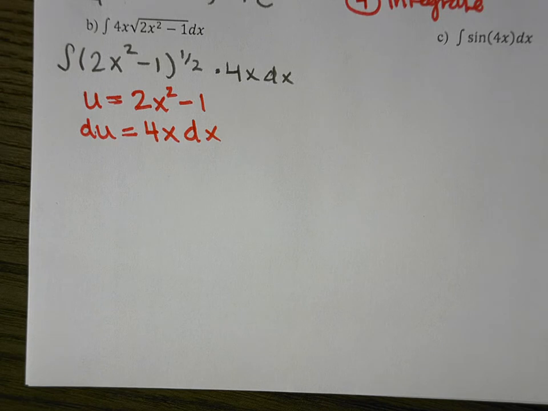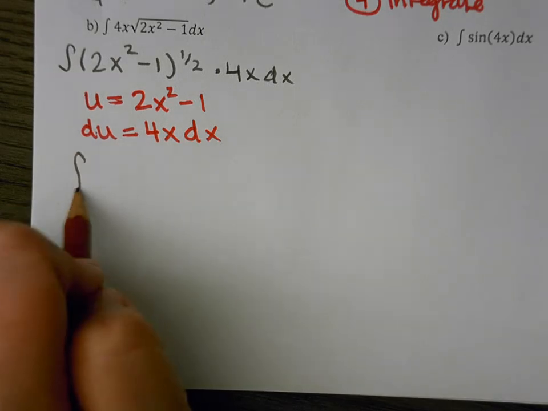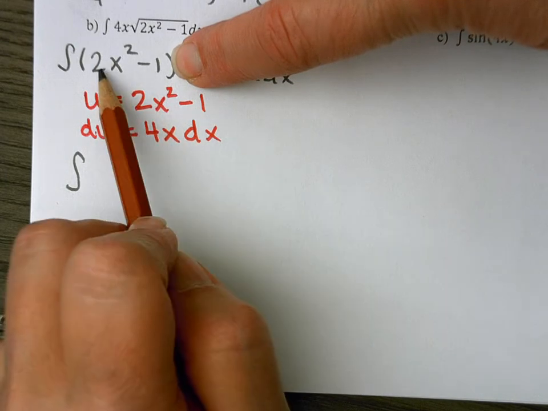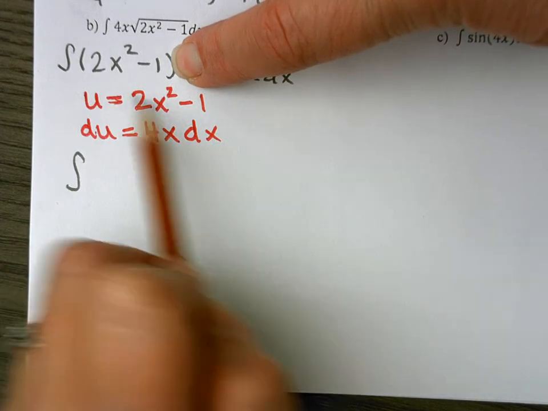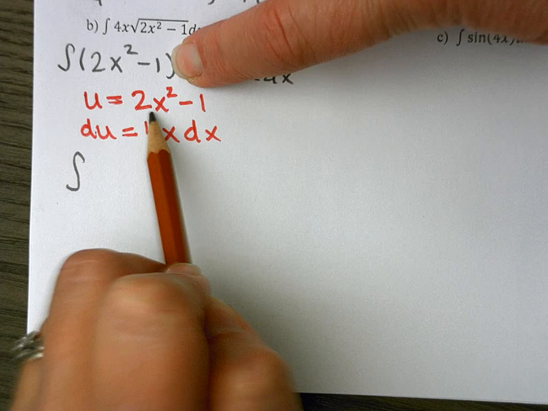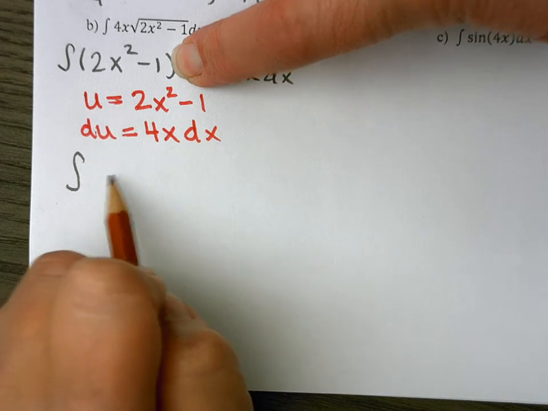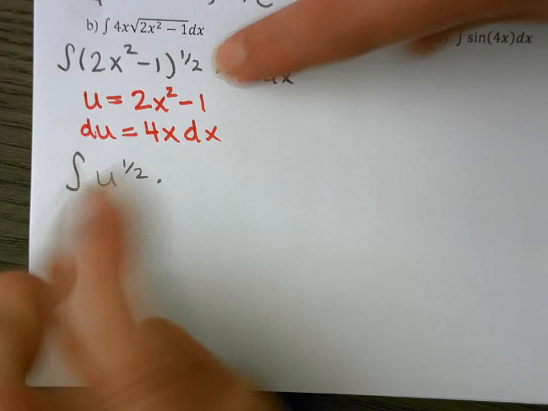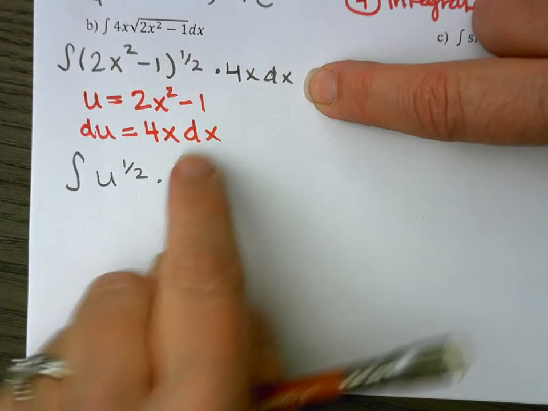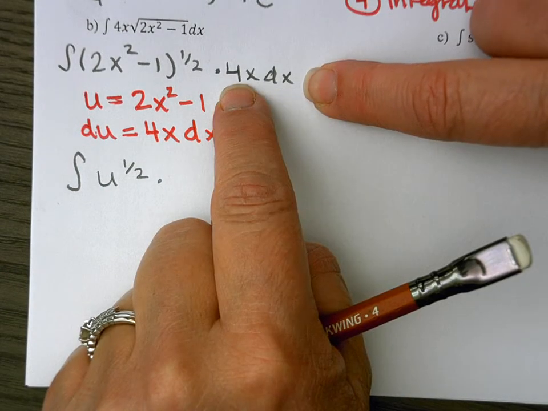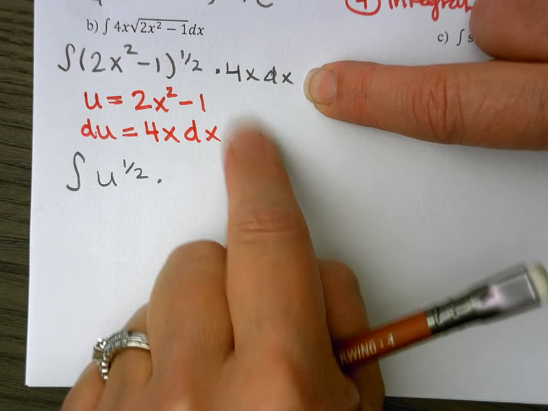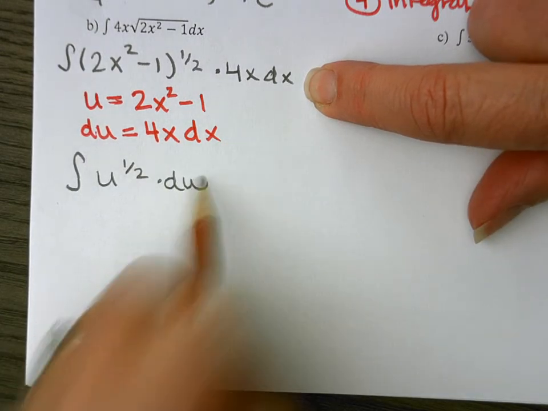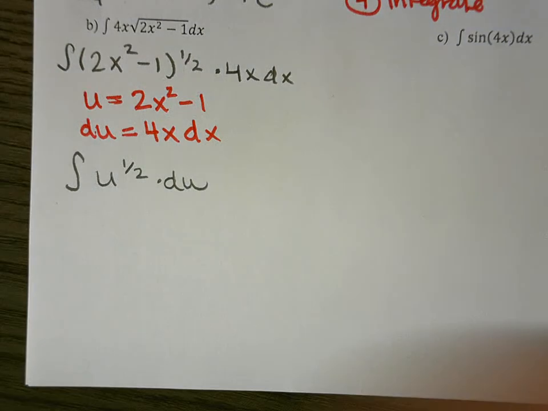So now let's go ahead and do that substitution. So I look up here, I have to replace 2x squared minus 1 with something down here. So here's that 2x squared minus 1, and it's equal to u. So that will be u to the power of 1/2. And then now I have to look over here. So what am I going to replace 4x dx with? So I look over here, what can I replace it with? And I can replace it with du.